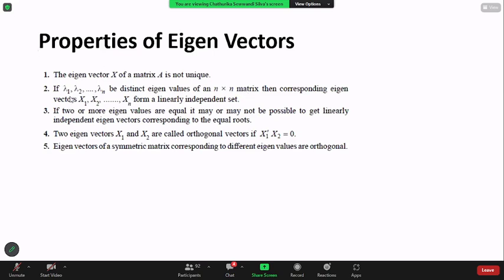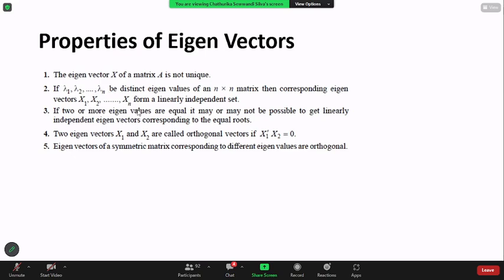So that's why there are lambda values up to n. Right? If there are 3 eigenvalues, this is a 3 by 3 matrix. If there are 5 eigenvalues, this is a 5 by 5 matrix. If there are n eigenvalues, there should be an n by n matrix. Then the corresponding eigenvectors x1, x2 up to xn form a linearly independent set. So if we have n eigenvalues, there should be n corresponding eigenvectors.